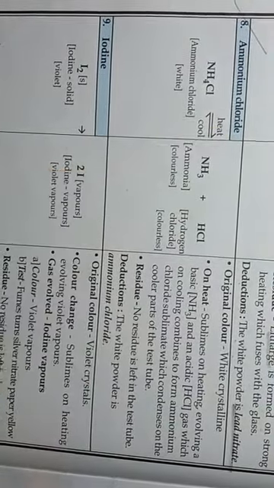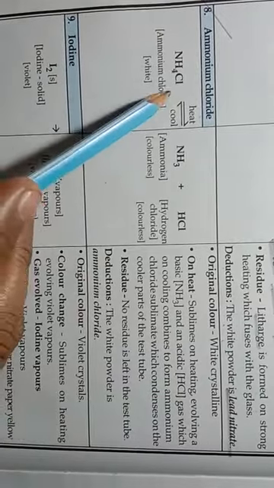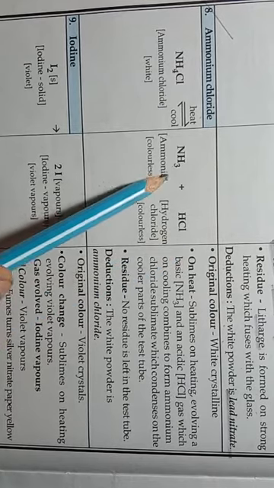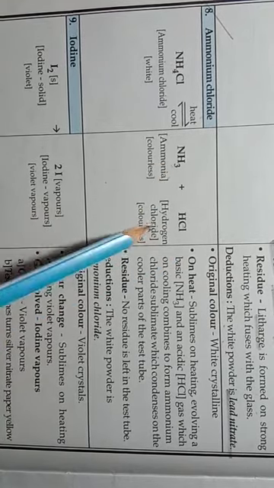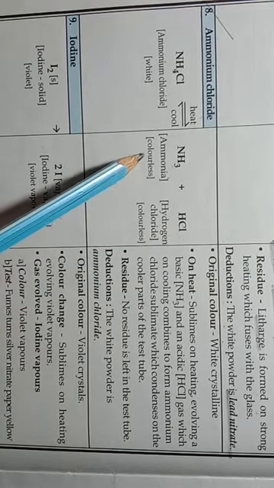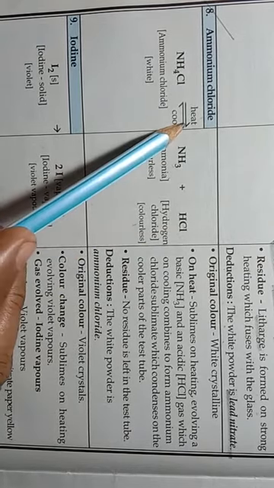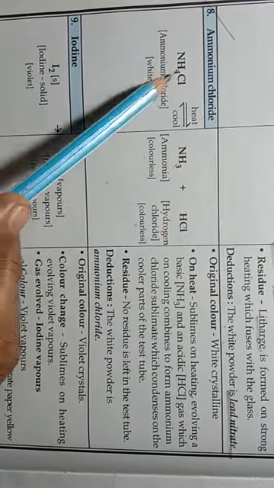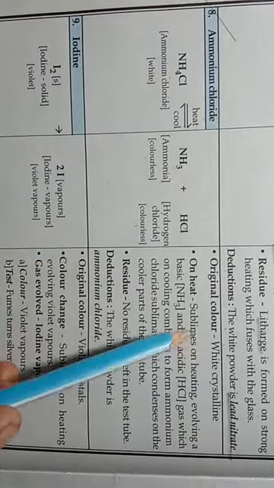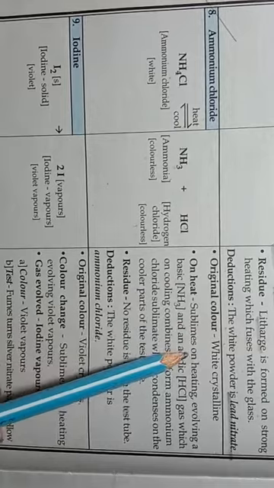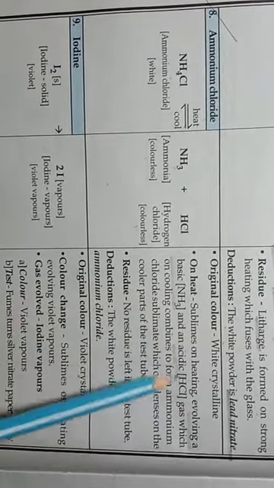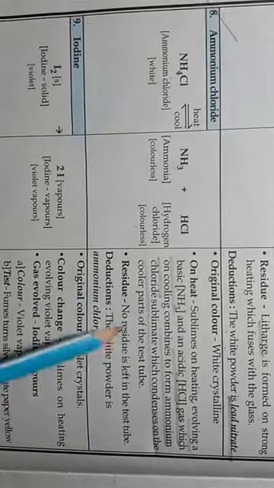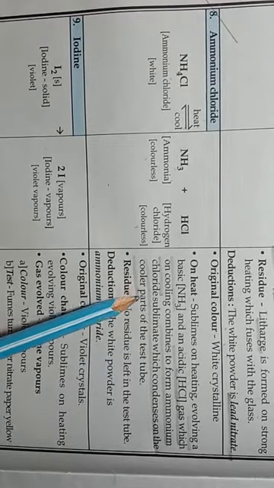Then ammonium chloride. Ammonium chloride produces ammonia and HCl. Both of these gases, or vapors, are colorless. It is a reversible reaction: on heating you get these two, and on cooling these two again form ammonium chloride, which is white in color. So it sublimes on heating, evolving a basic and an acidic gas, which on cooling combine to form an ammonium chloride sublimate, which condenses on the cooler parts of the test tube.